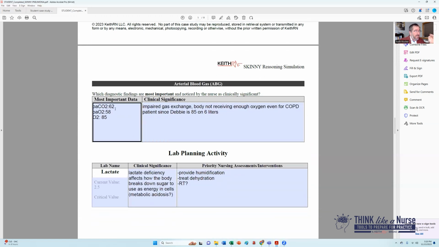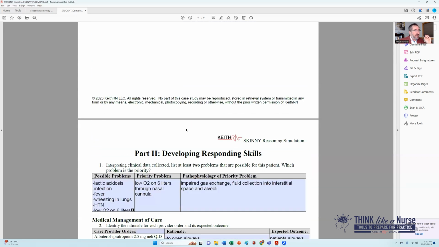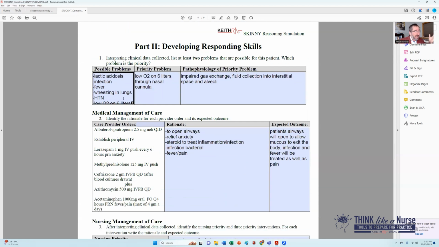And again, recognizing key data from the ABG, she did not include the pH, by the way, which was also acidotic at 7.22. And then again, she does have some basic understanding. And then we look at the responding section. Again, what are the possible problems? She's got a sense of the data, but she's not able to put it together to determine what the actual medical problem is that this is pointing towards.